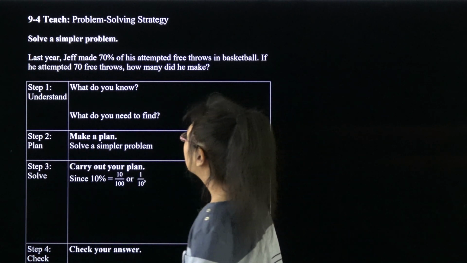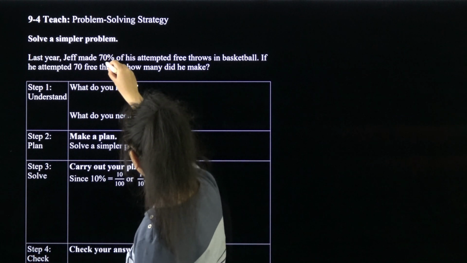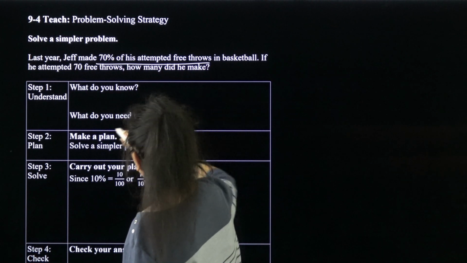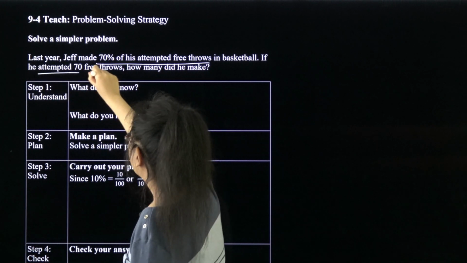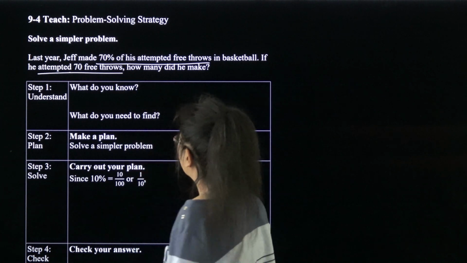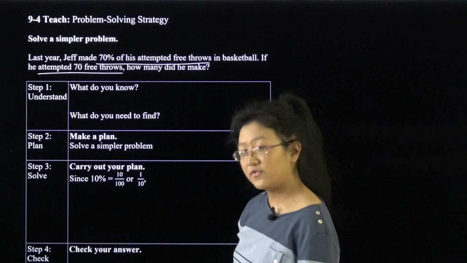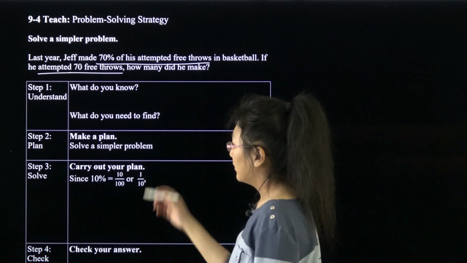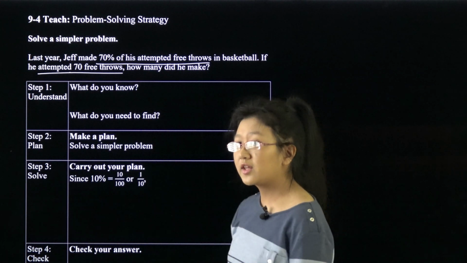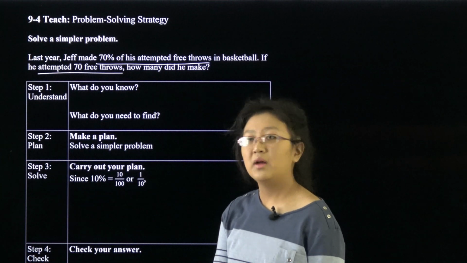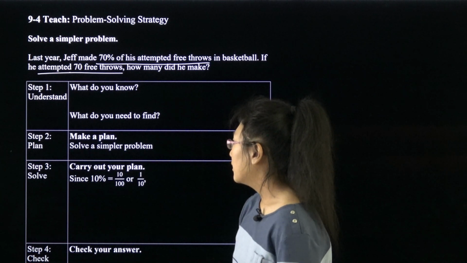So what do you know? Well, Jeff made 70% of his free throws, and Jeff attempted 70 free throws. So how many did he make is what we need to find. So we make a plan. The plan over here is to solve a simpler problem. There's another way to do this though.